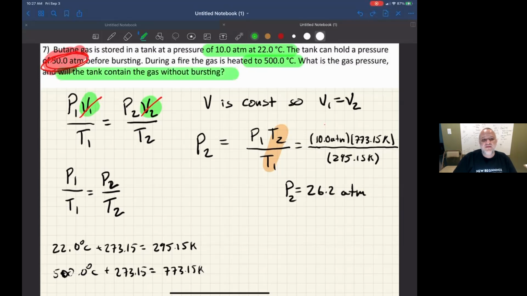So will the tank contain the gas without bursting? Well, it isn't over 50, so it will. And that's the pressure. So we've solved the problem. Okay, that's it.